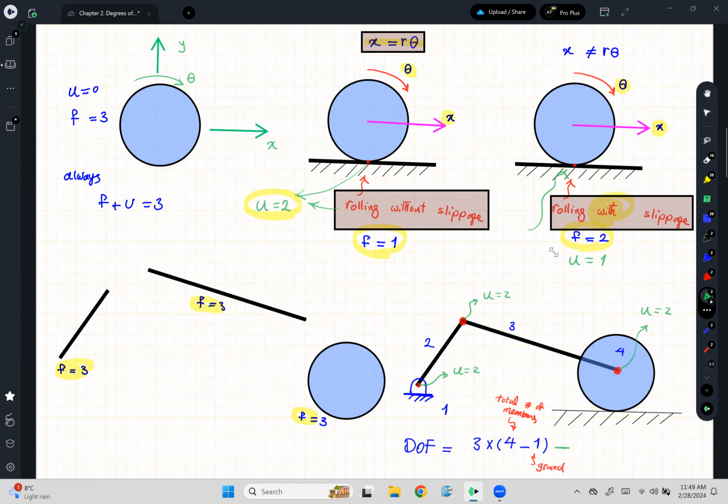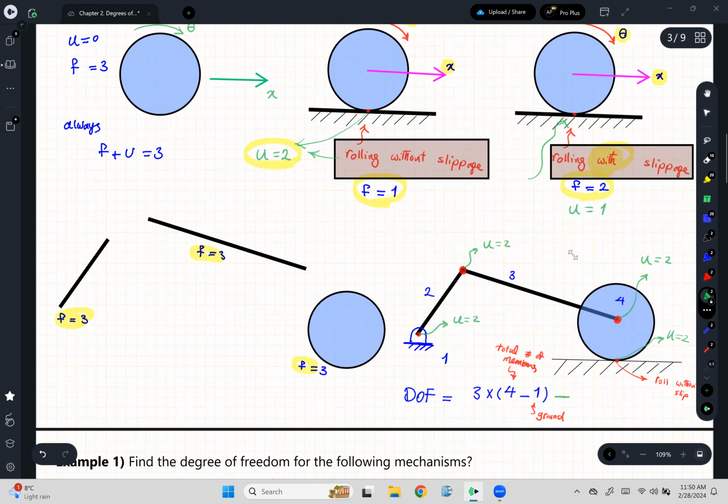And now wait, what's going on here? As I said, the question should tell us what the scenario is. In this problem, let's assume it says roll without slip. Roll without slip means here I have u equal to 2. So as you see, I have how many? 2, 4, 6, and 8. 8 u's there. It gives me a degrees of freedom of 1.